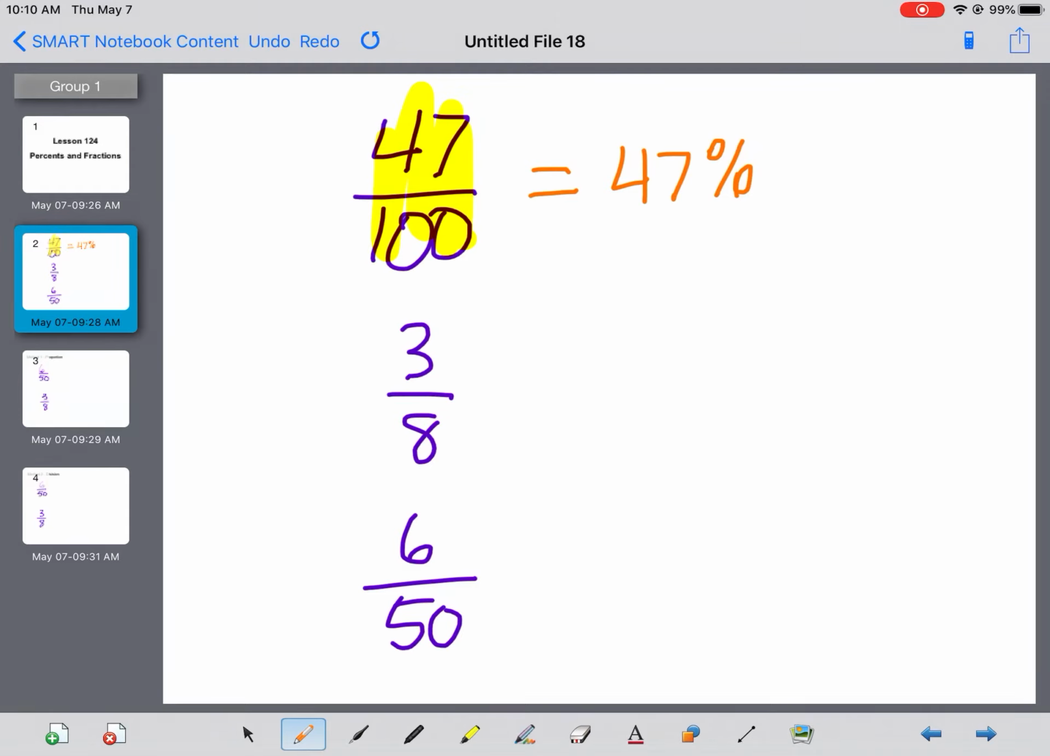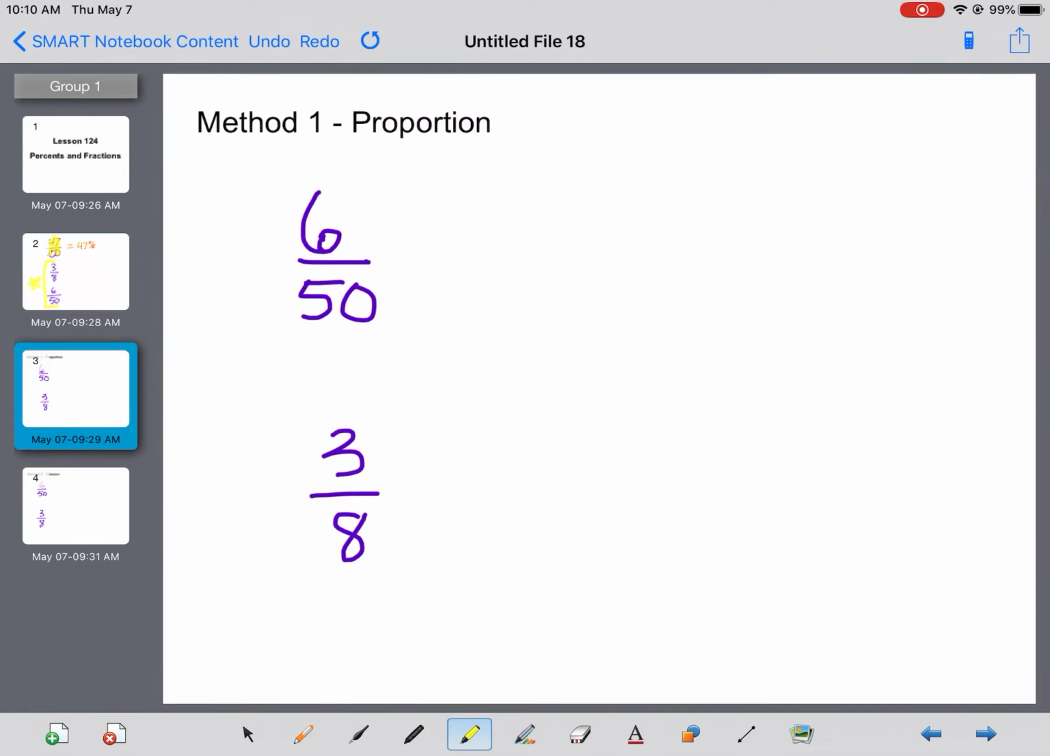That's nice and easy. But what we're going to be spending some time looking at today is fractions that look like this, ones that don't have 100 as the denominator. We can't just look at them and write the percent. And we're going to go over two ways that you can change fractions like these ones into percents. And the first method that we are going to use is proportion.